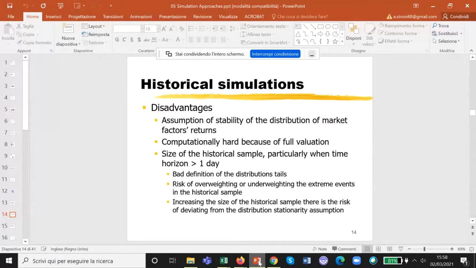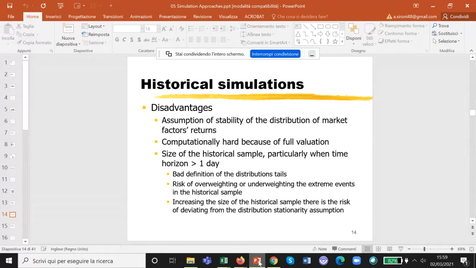So the only solution would be to take a long historical sample, say, for example, 3, 4, 5 years. This way I can define well the tails. But if I do so, if I go back, for example, 5 years, what is the problem? The problem then is that the assumption of stability of the distribution becomes very strong and very unrealistic. Because if I go back 5 years, clearly it's not updated, okay?